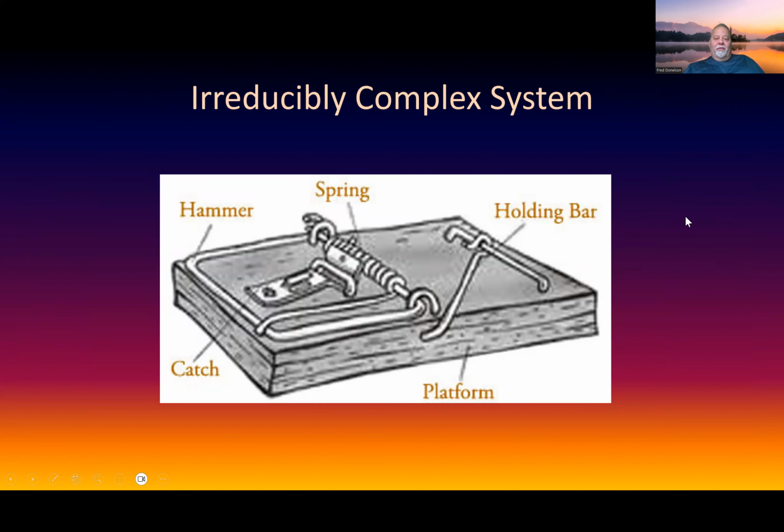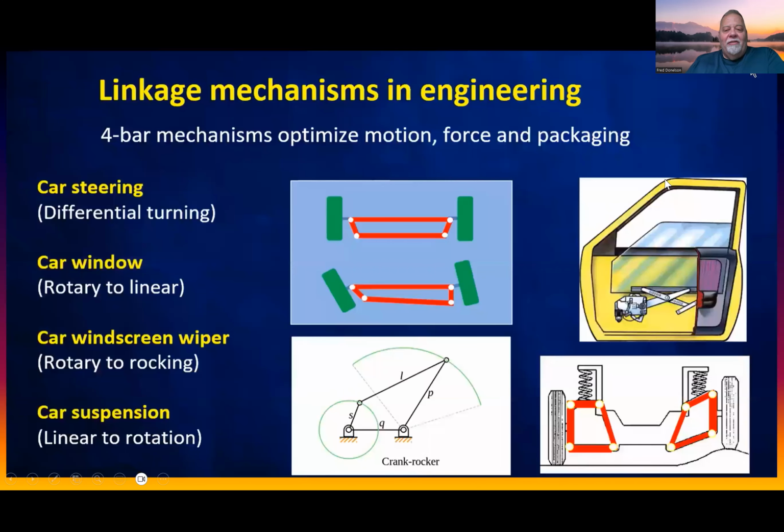And of course, we've already talked about this in a previous video, and about the fact that if you have an irreducibly complex system, you've got to have everything at once, and that doesn't normally happen in nature. In fact, that usually causes mutations.